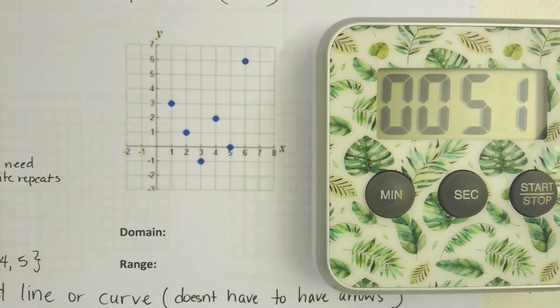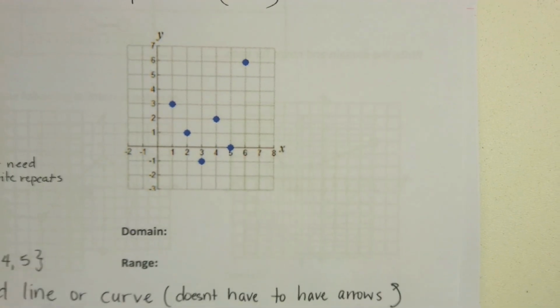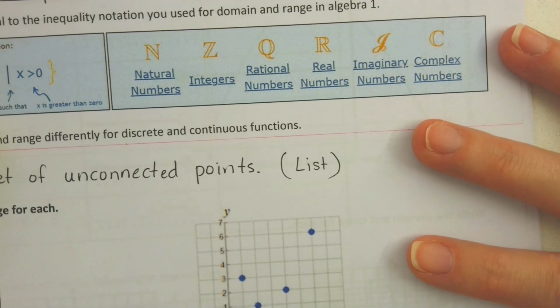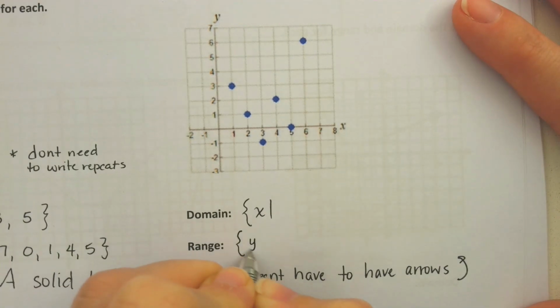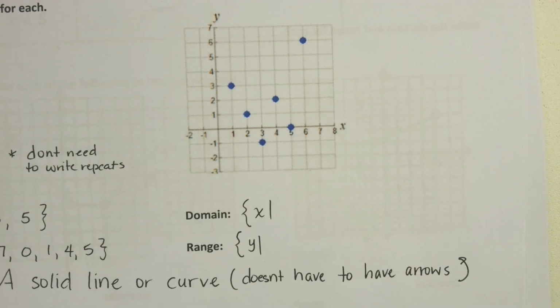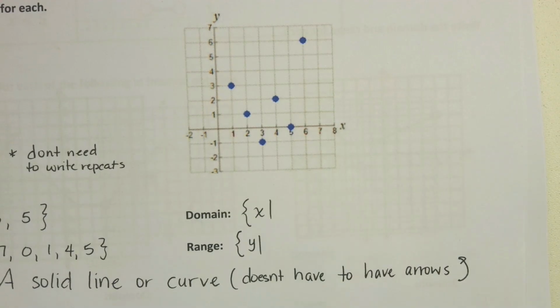Just the domain on your whiteboard, just so I can see everybody's domains. Whatever you wrote for your domain on your paper. Alright, hold it up.